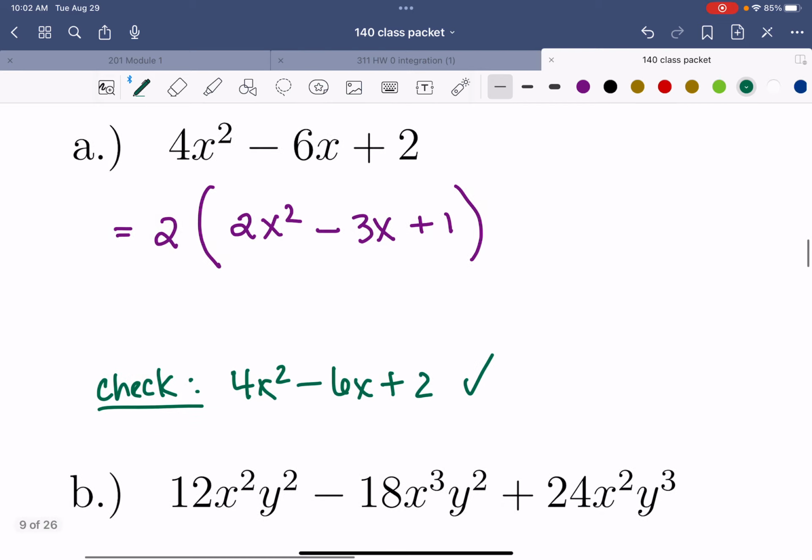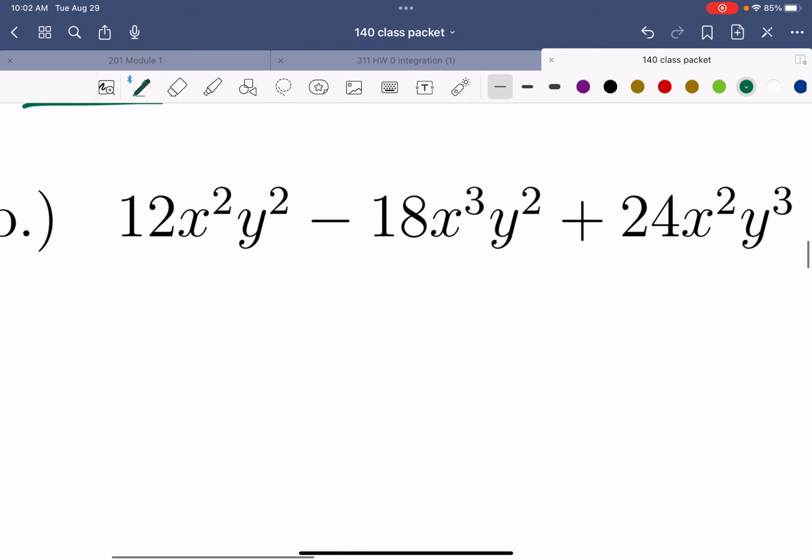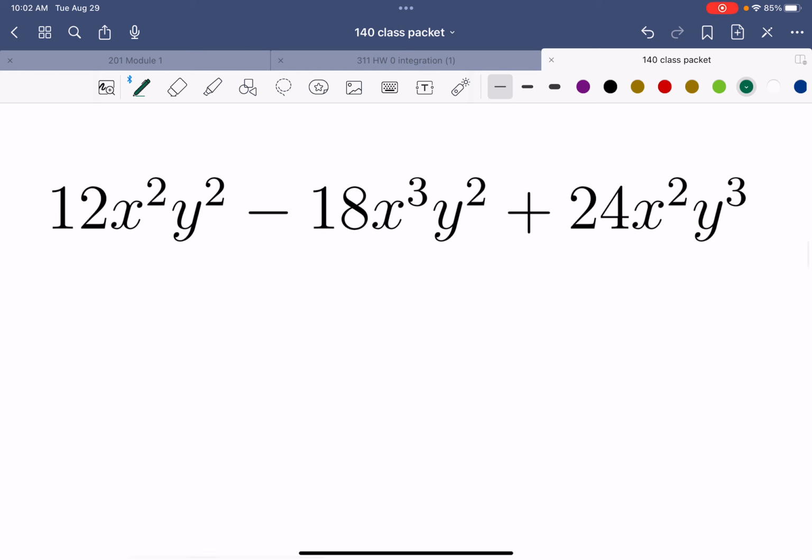All right, now if we look at something with more going on in our terms, here we have numbers, x's, and y's. And so we're going to look at each piece of that separately and take what they have in common. So for the number part, I'm looking at the 12, the 18, and the 24. Let's see. Well, 12 and 24 have a common 12 or a common 6, and 18 doesn't have a 12, but it does have a 6, right? 18 is 6 times 3. So that means they have a common 6. So I'm going to take the 6 out front.